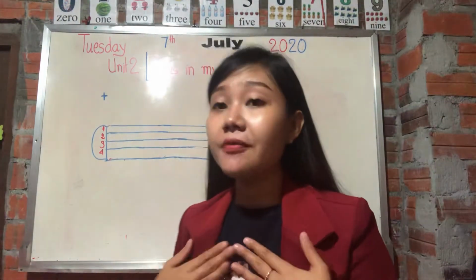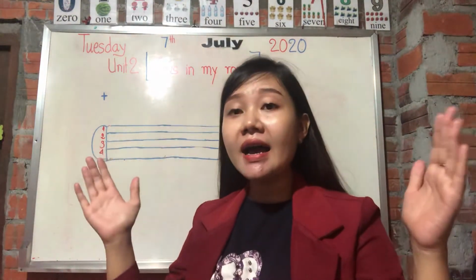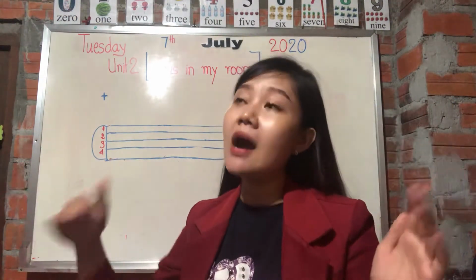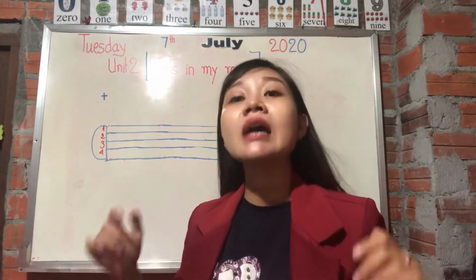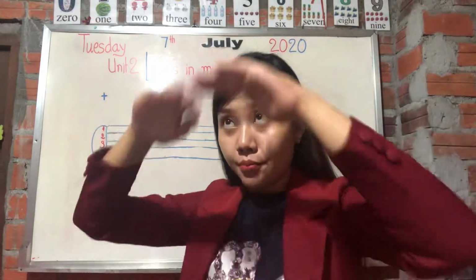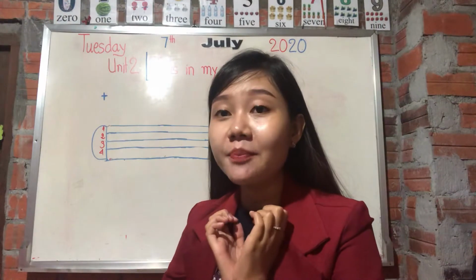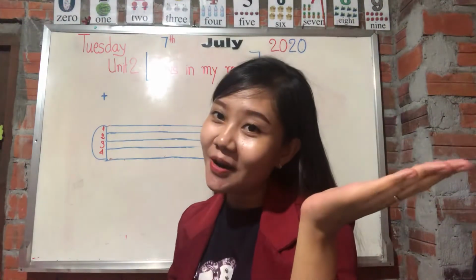1, 2, 3. I have a big bear. I have a big bear. I have a big bear over there. I have a big ball. I have a big ball. I have a big ball by the wall.